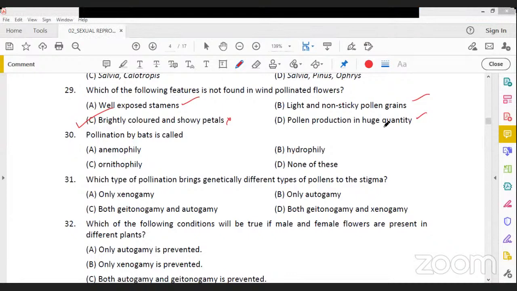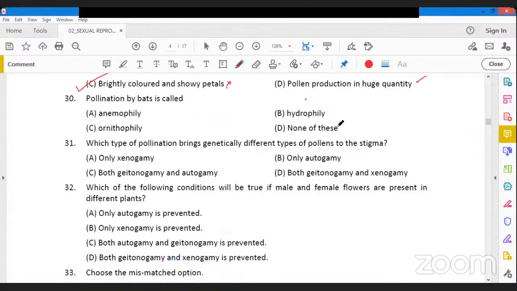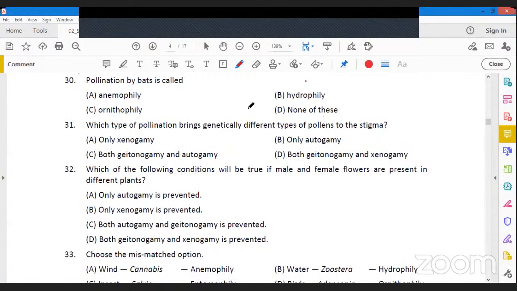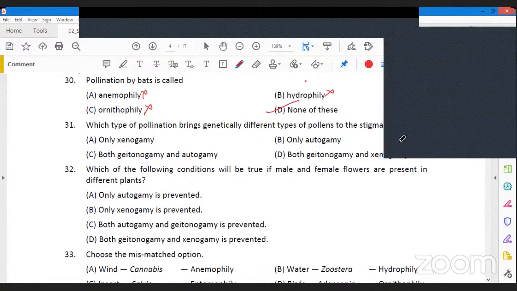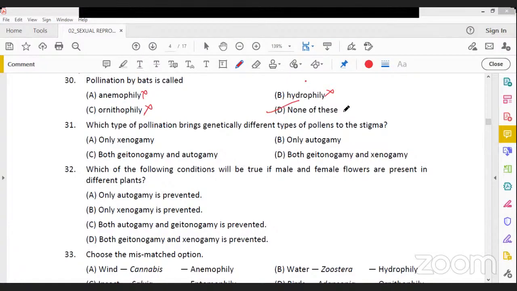Then the 30th question: pollination by bats is called as? Anemophily is pollination by wind, hydrophily by water, ornithophily by birds. So the correct answer is none of the above. Pollination by bats is called chiroptophily. Ornithophily is pollination by birds.